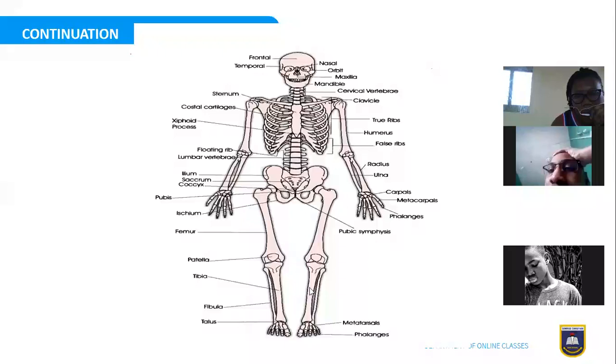Same way, if you look at the lower leg too, you can see that the lower legs also have two bones, just like the arm. These two bones are the tibia and then the fibula. Look at the diagram very well. The tibia and then the fibula. These are the two bones that make up the shank.